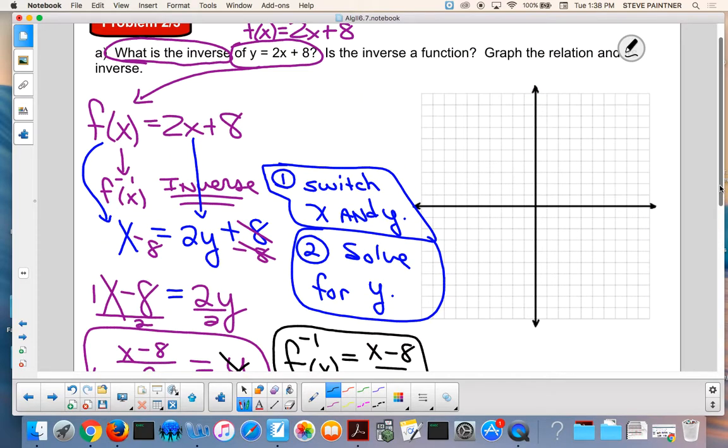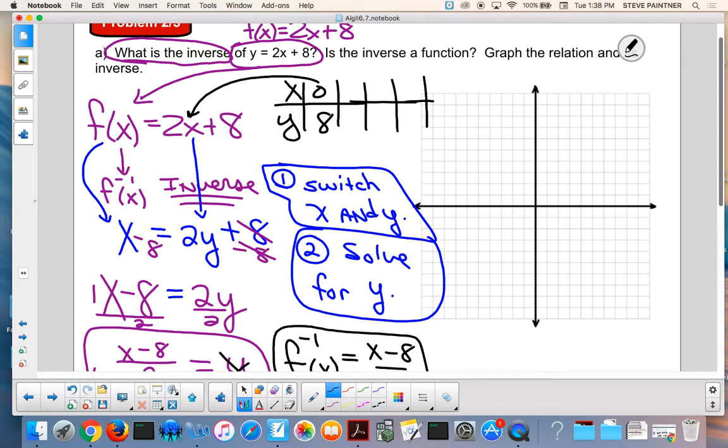If you graph both of them, this one, just make a quick table, and then after you make the table, switch x and y to get that table. Give me something to plug in. 0. Okay, that was the easiest number you can choose. 8. Okay, next. 1. Another easy one. What do you get? Okay, now what? 5. If you do 5, 2 times 5 is 10. 10 plus 8 is 18.